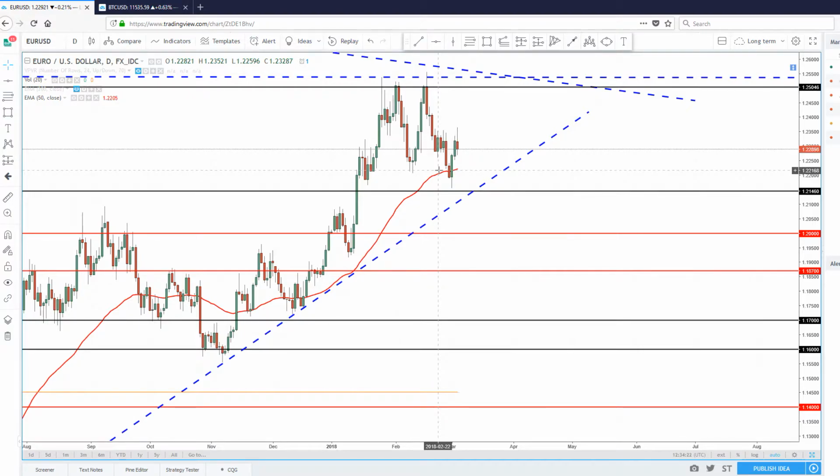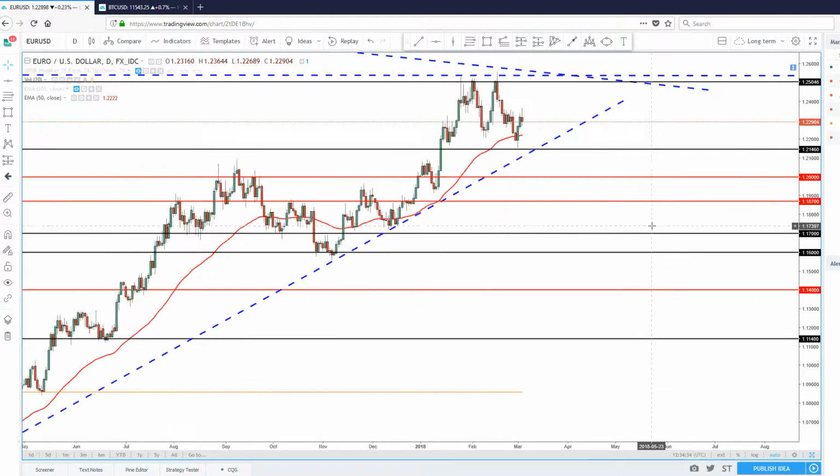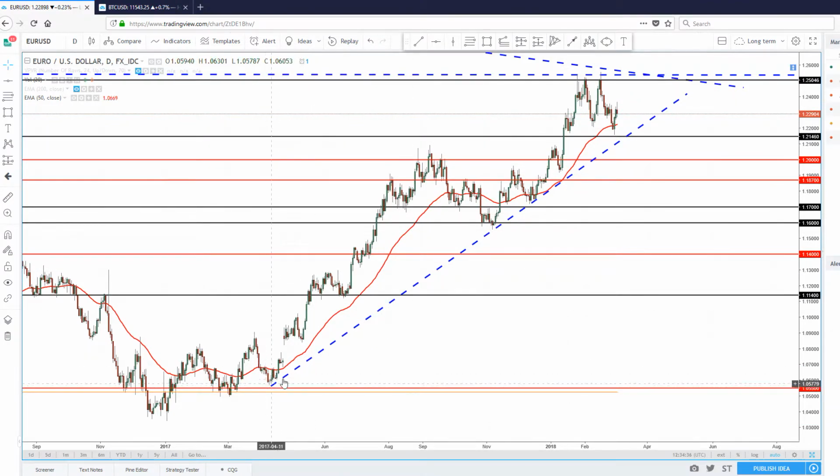So don't be surprised if you see another move back up to 125, purely because it's not going to have a little double top and then just break down massively. It needs confirmation of a trend change, and like I said, this trend change will come in the form of a break of this upward sloping blue trend line.